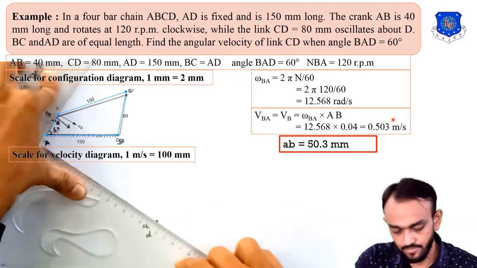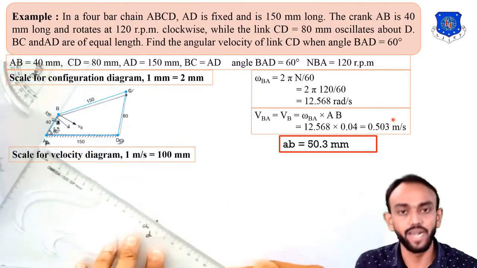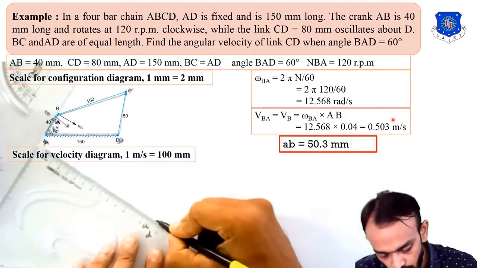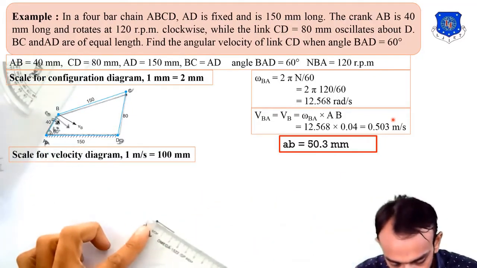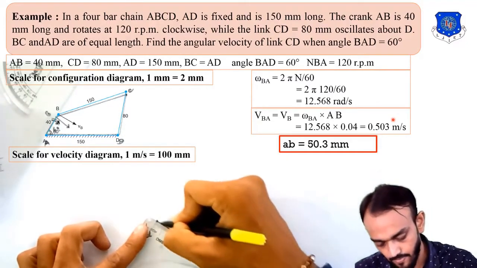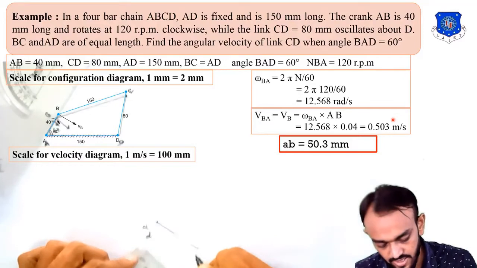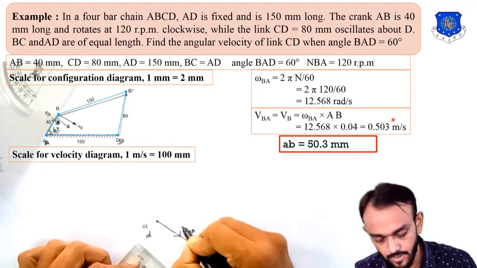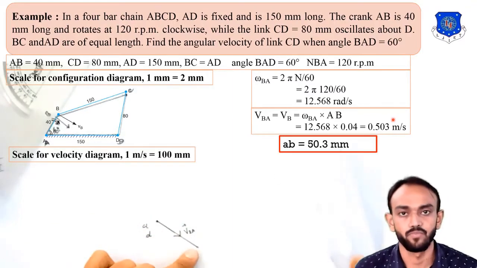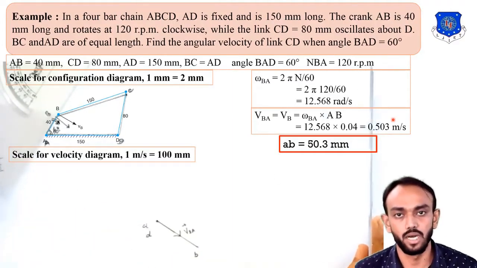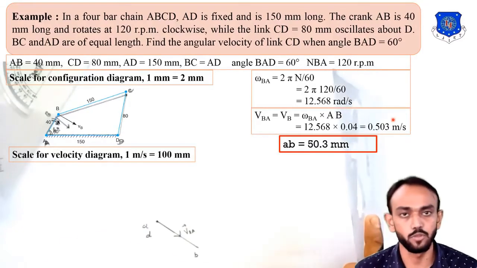And this line is perpendicular to AB, and its length will be this AB vector, the velocity of B with respect to A. Okay, this is the AB. So using this method you can find the perpendicular at any position.